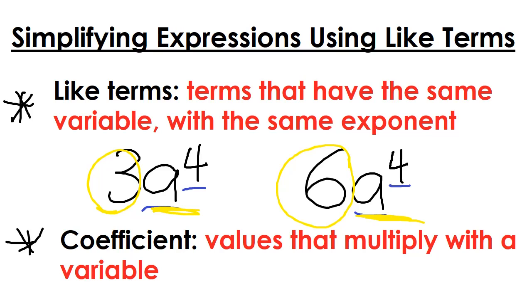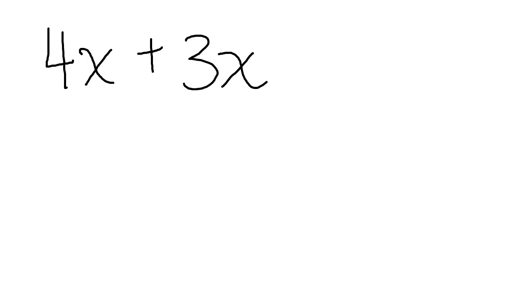And we need to know what coefficients are. So coefficients are just values that multiply with a variable. These values can be different, but it doesn't really matter. So in our case, our coefficients are 3 and 6. So let's look at a question.